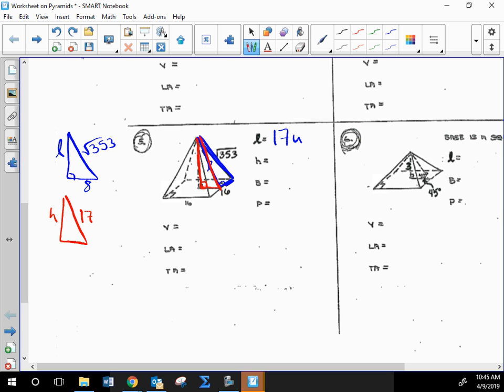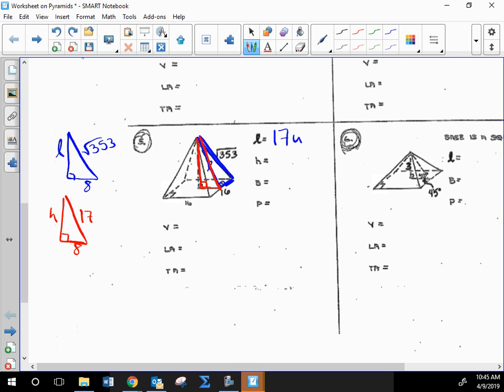And how much is this again? 8. Why were they both 8? Because this is a square. Because it's a square. Good. So half of 16 was 8, and this base is still the same size. All right, go ahead and find your height.